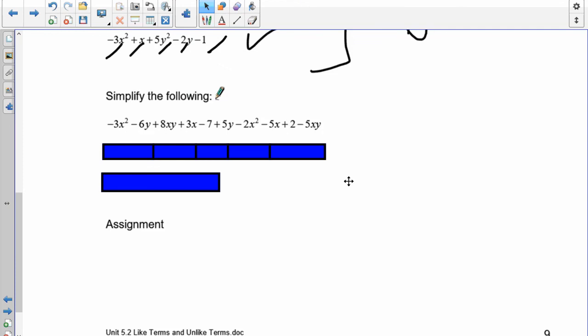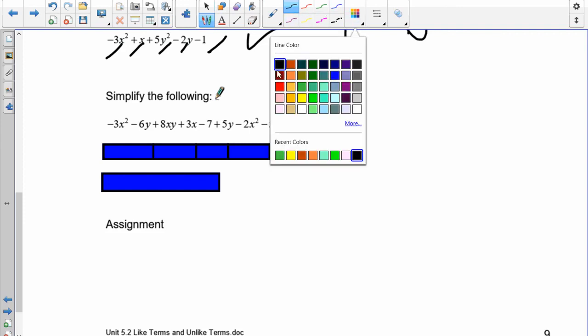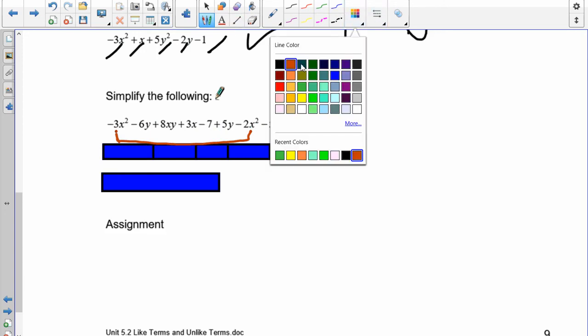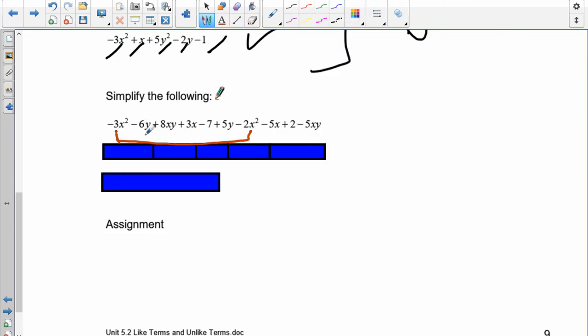All right, last one. Pause the recording and do this one. All right, let's go. Let's see what we got. Well, let's get a different color here. I'll start with that one. Okay, x squareds. Where are the rest of the x squareds? Going down the line. Oh, there's an x squared. Nowhere else. So this one and that one are going together. Okay, y's. So that's a y.